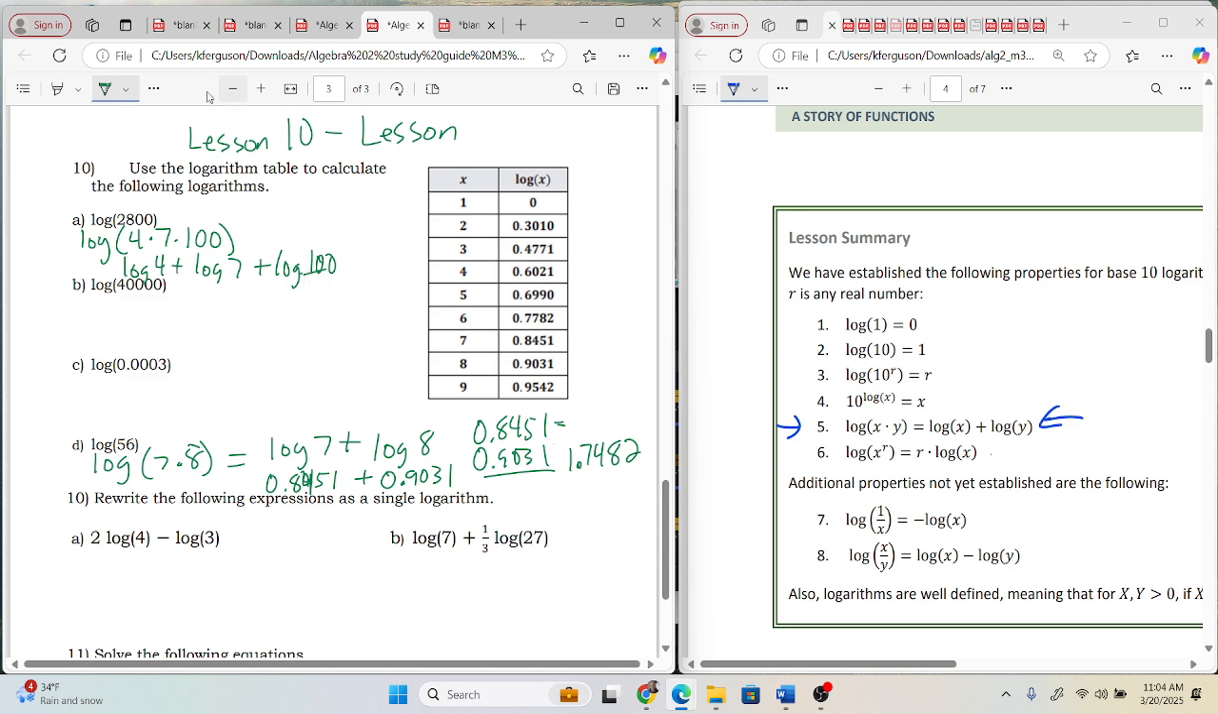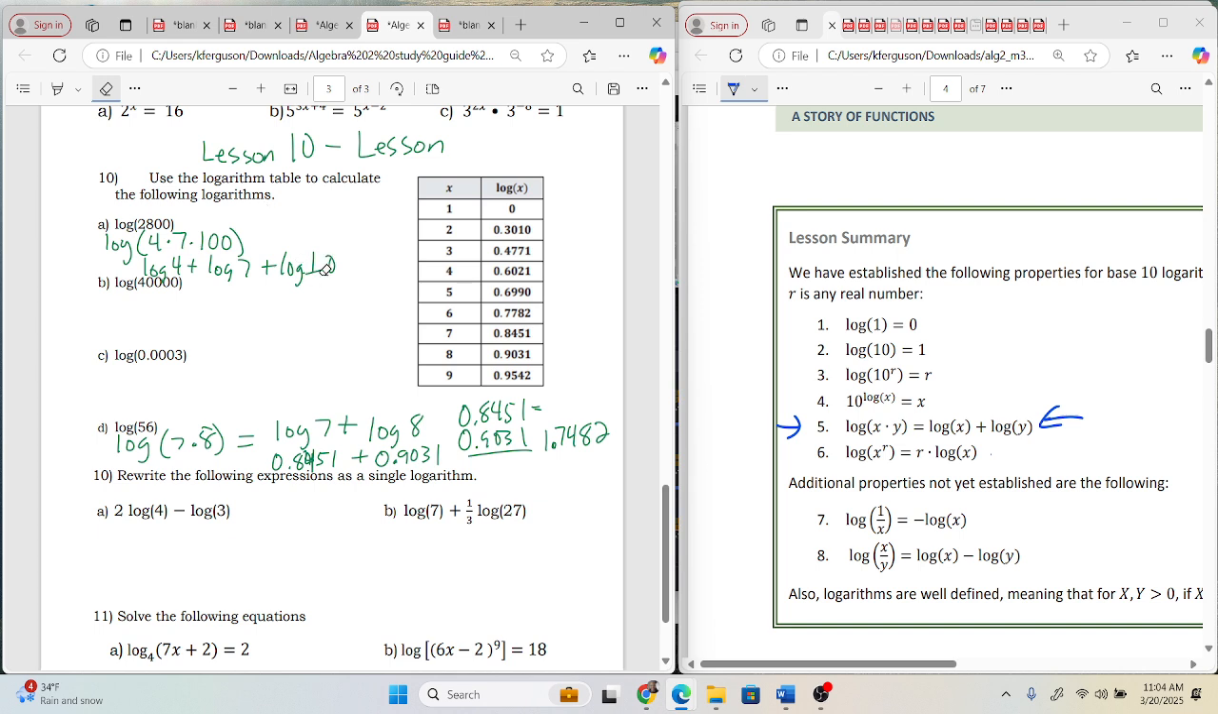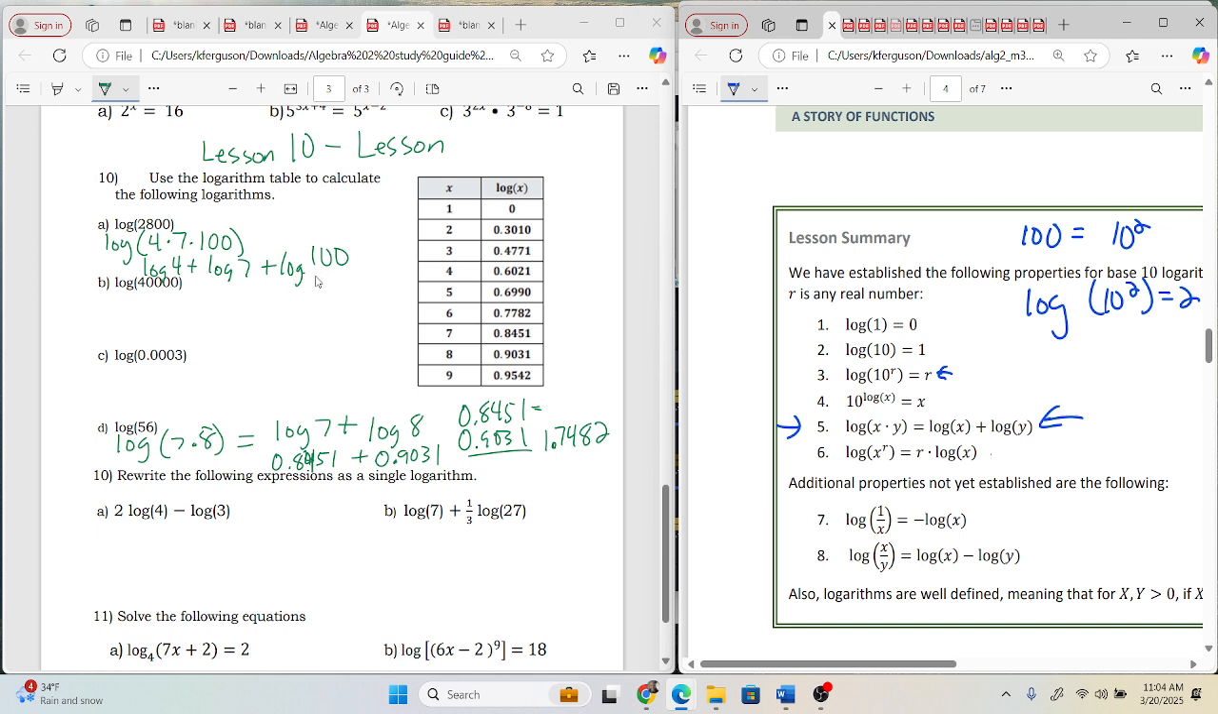So anyway, I got log of 4 plus log of 7 plus log of 100. All right, so log of 100 is not on my chart. But if I look at my rules, log of 10 to the R power equals R. So how am I going to use that rule? Well, what is 100? 100 is 10 to the second power. So log of 10 to the second power is 2. So that means log of 100 is 2.